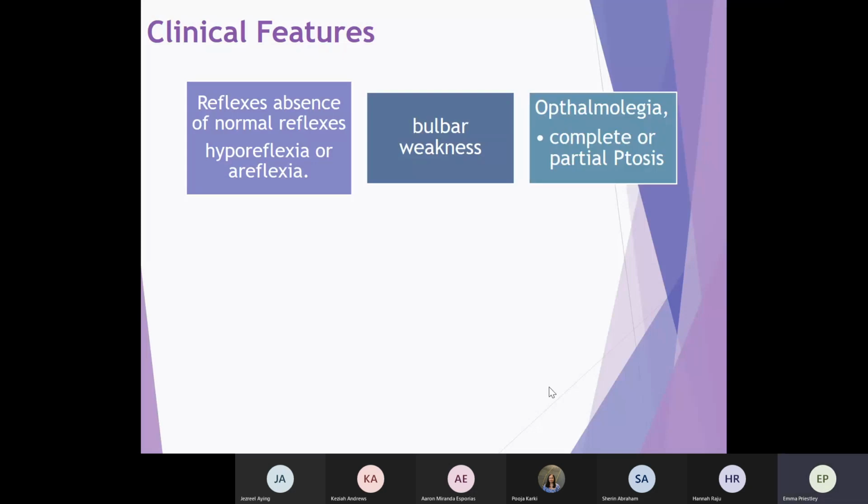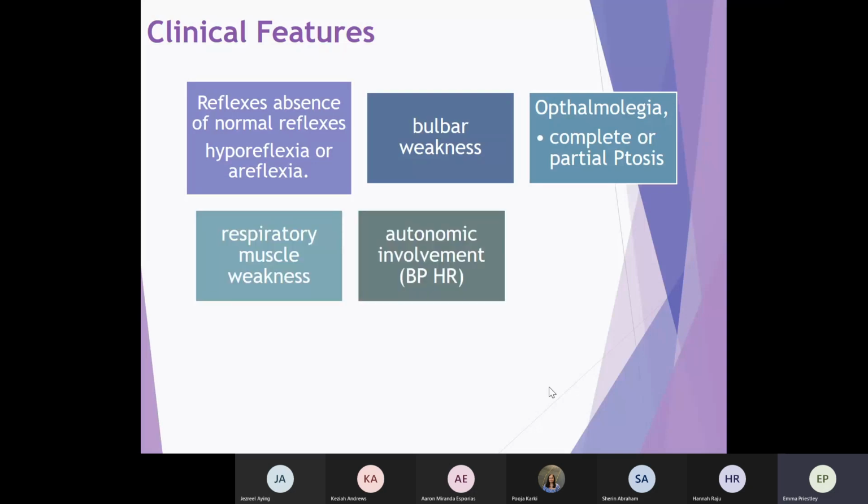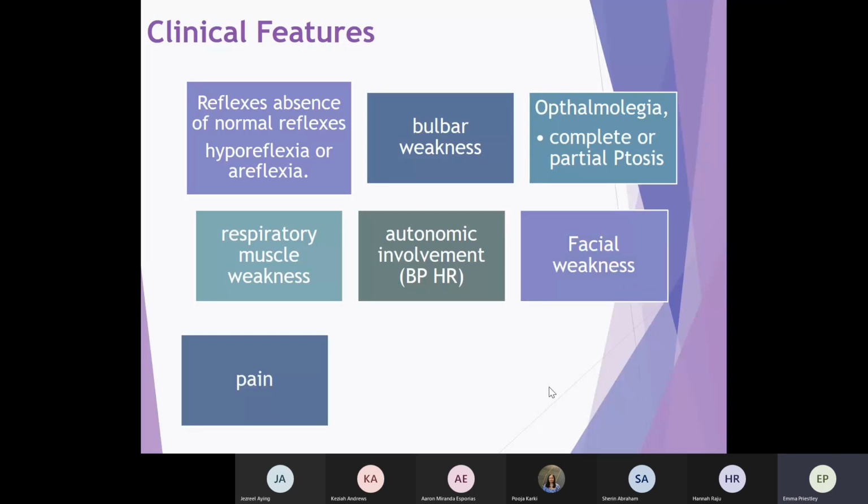So ophthalmology, we've mentioned them unable to move their eyes from left to right, and they just focus like doll's eyes, and then you have to open their eyes for them. Respiratory muscles, yes, fine. Autonomic involvement, they can develop low blood pressure and high heart rate if they're dehydrated, if they're getting septic, because they can have other complications. They can have complications with PEs because they're not moving around as well. They can have a lot of complications. Facial weakness, yes, not being able to smile.